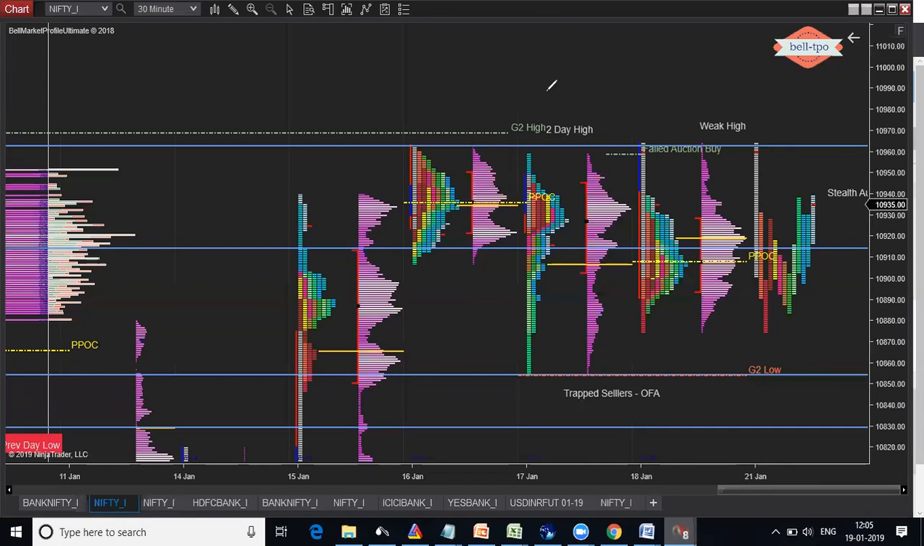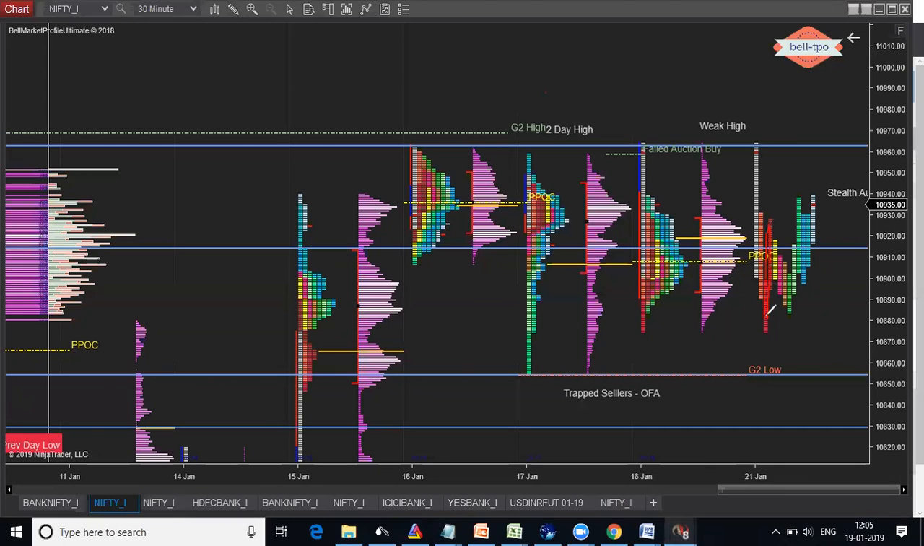Otherwise, the flow gets disturbed. We'll be talking here and there about something else. What I'm saying is that the first thing is that you go and fade the B period single prints and C period single prints, right? So that is an intraday opportunity to fade those single prints.